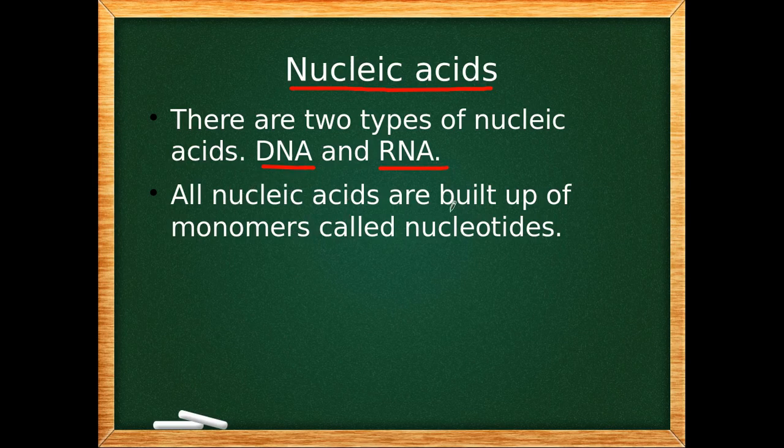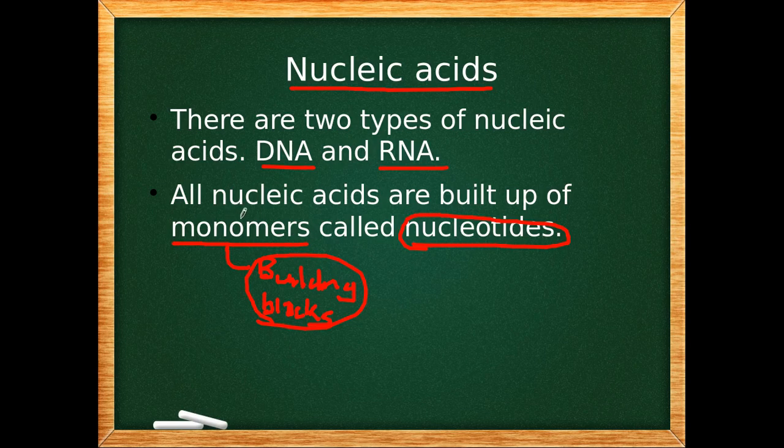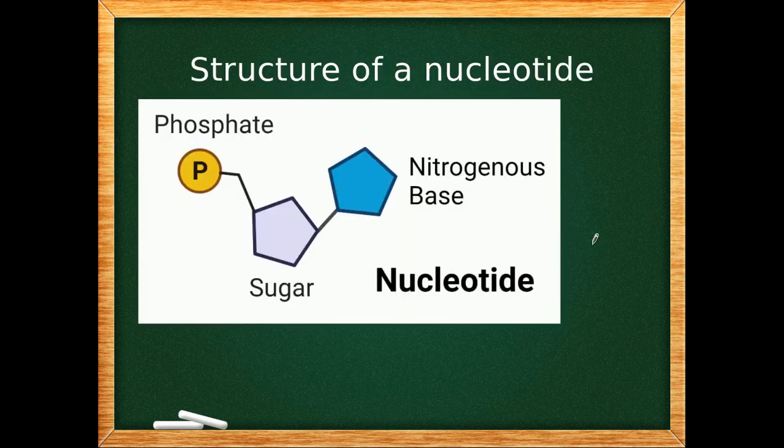So all nucleic acids are built up of what are called monomers, and these monomers are called nucleotides. What are monomers again? Monomers are building blocks. If I want to build a house, I need some bricks, so the monomers of the house are the bricks. Hope that is easier to understand that way. So nucleic acids are built up of nucleotides. We always need to remember that.